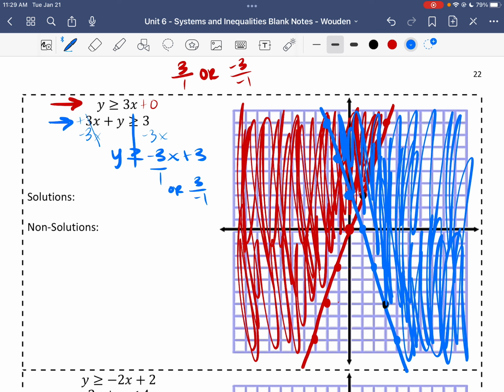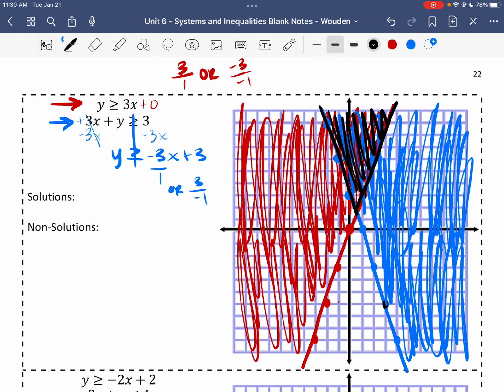Now you can see that there's an overlapping area. That's the area that we care about, okay? So I will highlight that area in black. And these are both solid lines, so I'm going to keep them as solid lines. Okay, we care about that area. That's where our solutions are going to be.